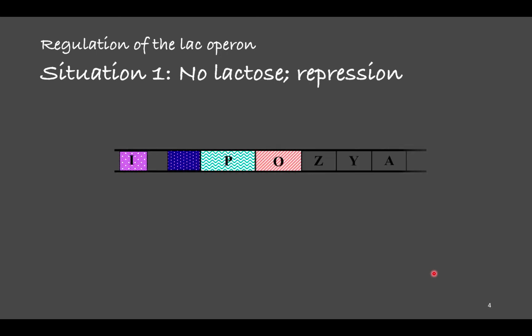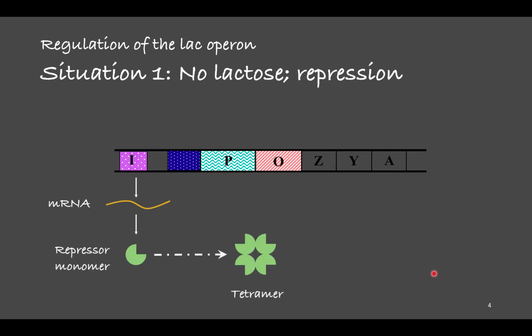The lacI gene has its own promoter, and its expression produces the LacI repressor. Then, the LacI repressor monomers form the tetrameric LacI repressor, and this tetramer binds to the lacO site. This binding blocks RNA polymerase moving on the DNA template, and no lacZ, lacY, and lacA are expressed.